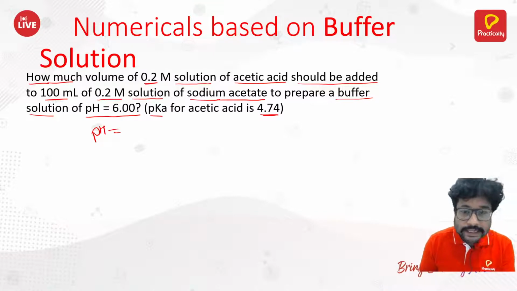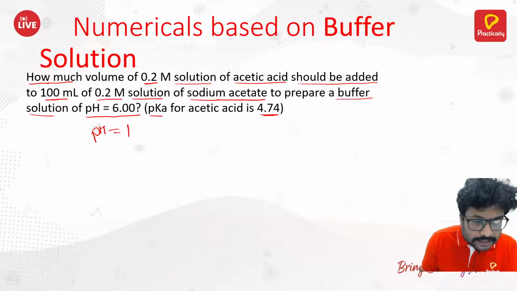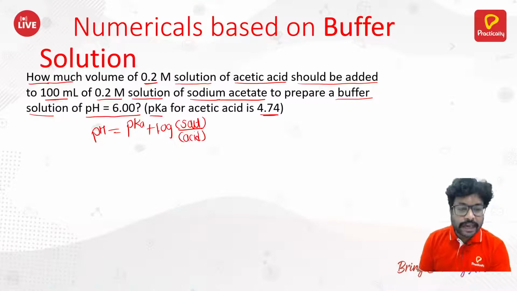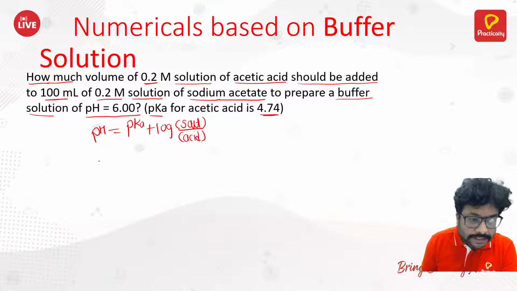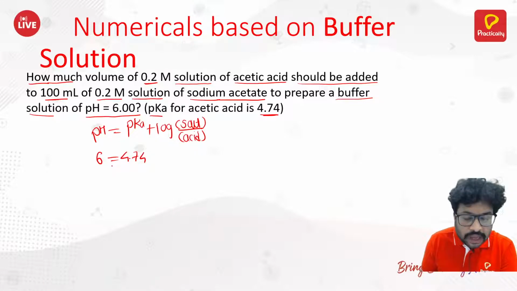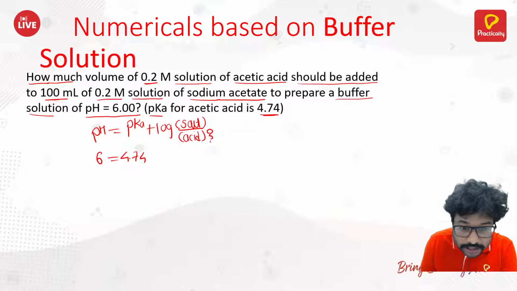This is an acidic buffer, that's for sure, right? Because they have given acetic acid, and acetic acid comes only in an acidic buffer. So pH is equal to pKa plus log of concentration of salt divided by concentration of acid, right? Now pH is 6, pKa is 4.74. These things are given, 6 equals 4.74. Now what have they asked? How much volume of 0.2 molar solution of acetic acid? That is what they are asking.